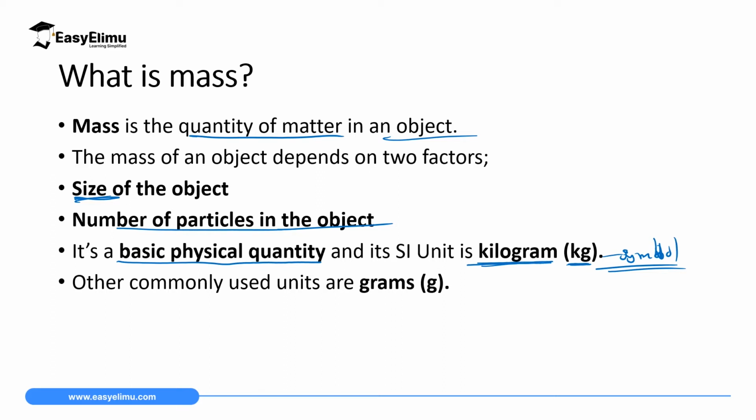Now, other commonly used units are grams. So sometimes we use grams to indicate mass, and we are going to see that the relationship between kilograms and grams is that 1 kilogram is equals to 1000 grams. This relationship is very important.